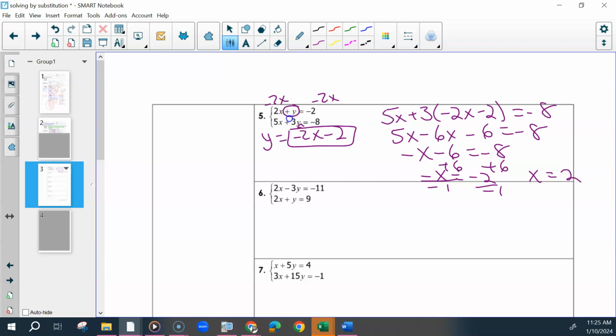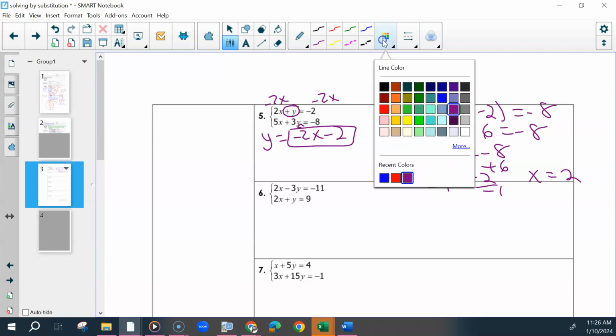Then after you find x, you have a couple of options. You can put this into the one you solved, or either of the two originals. It doesn't matter. You should get the same answer regardless. But the easiest one would be this one, the one that you solved.